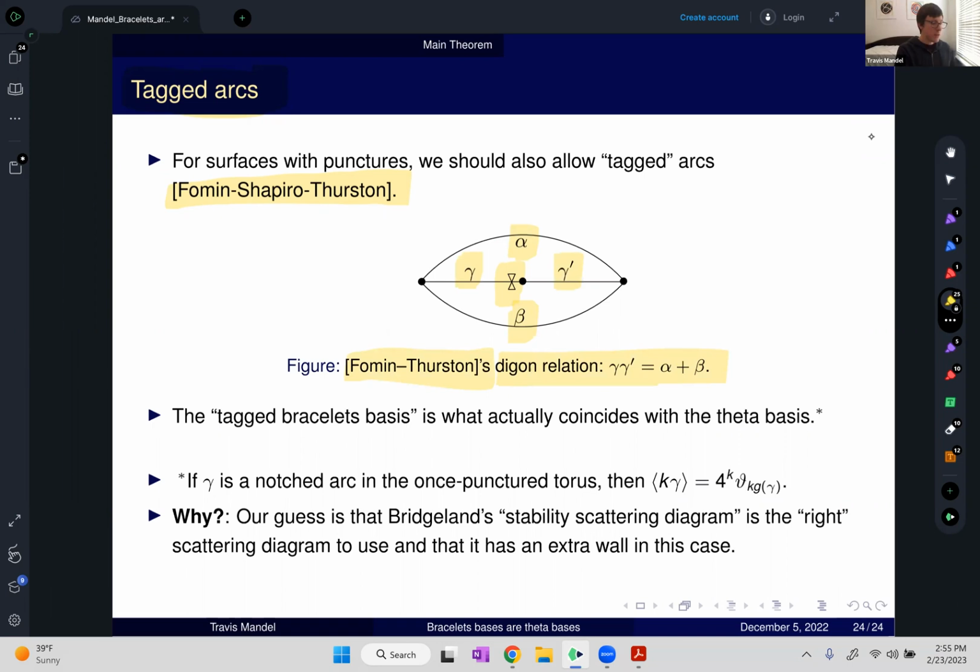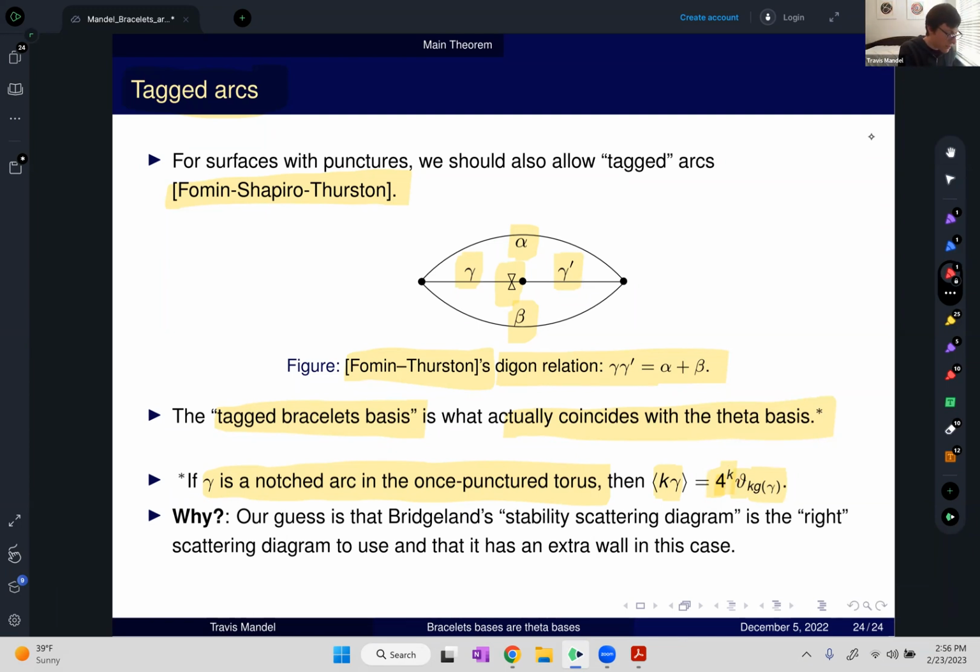And then we can extend the bracelet spaces to get the tagged bracelet spaces by allowing tagged arcs. And this is what we show actually coincides with the theta basis. And then there's one last caveat. If you're looking at a notched arc in a once punctured torus, then actually k times that notched arc won't be a theta function. It'll be 4 to the power of k times a theta function. And I should mention Yanzu's thesis. This is the case she looked at, this once punctured torus, and that was useful for coming up with exactly what this factor is here.